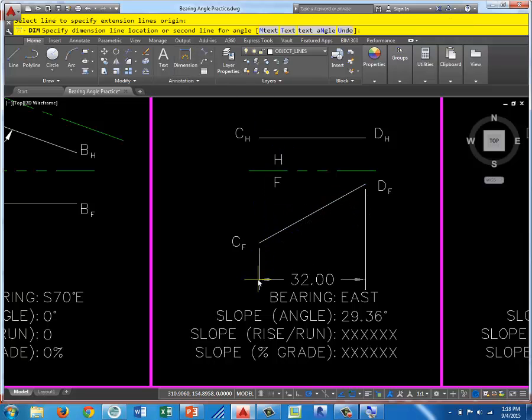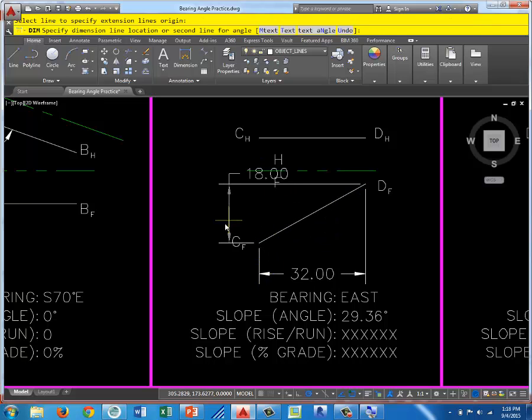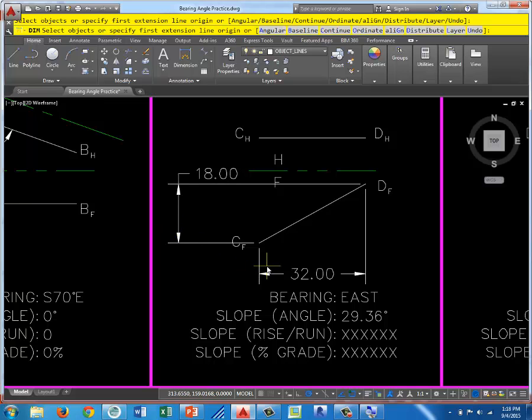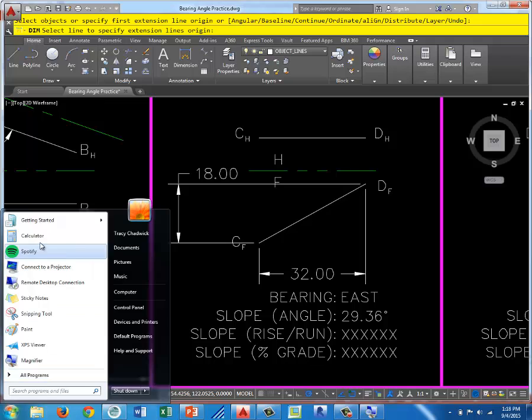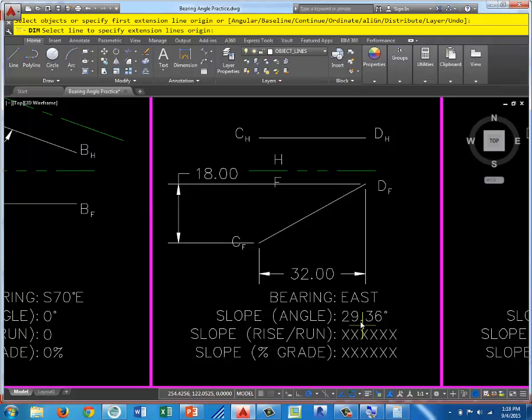So I've got a run of 32 and a rise of 18. So 18 divided by 32. 0.5625. Positive or negative? Positive. So C to D is going up towards horizontal. So our slope then would be 0.5625.